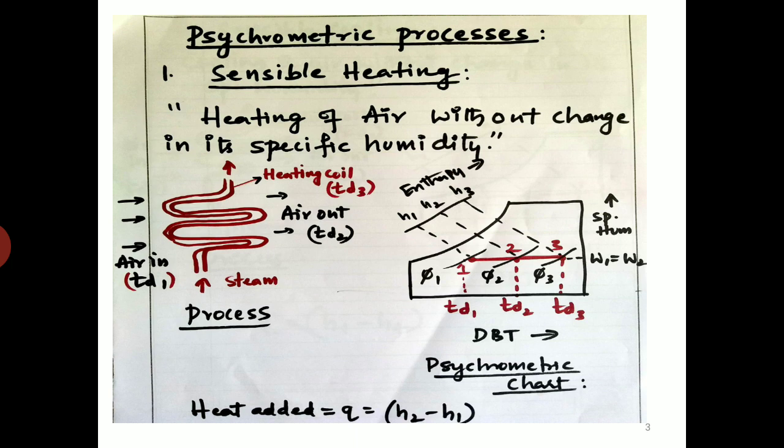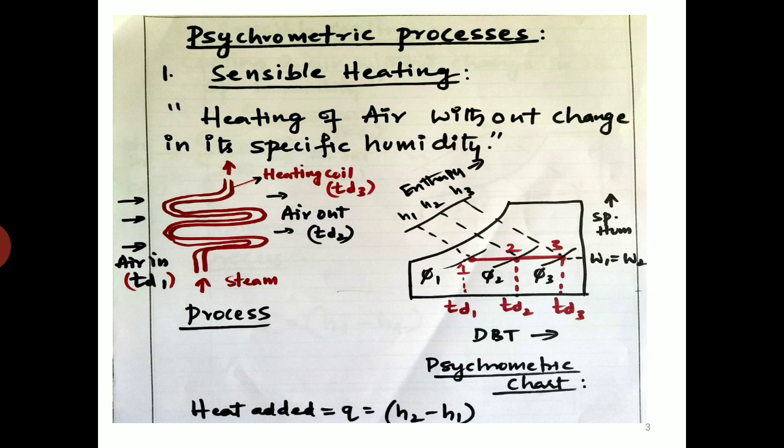One is called sensible heating, how exactly heating takes place. This method can be used in a winter air conditioning system, where I want warm air. For that I have to use steam, which has to flow through the tubes. Air has to be passed over them, then the air outlet will be there. Three temperatures will be there: TD1 is the inlet, TD2 is the outlet, and TD3 is the heating coil temperature. This is what the process is about. The air outlet will be warm air because we are flowing steam.